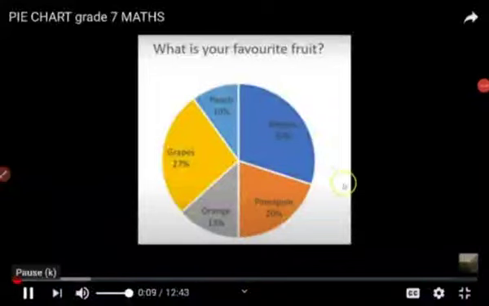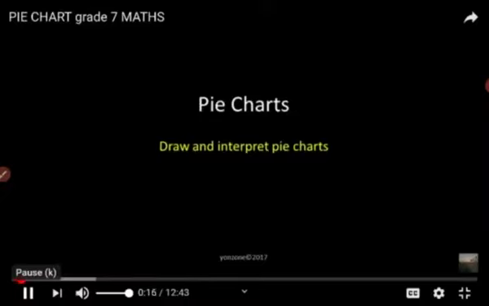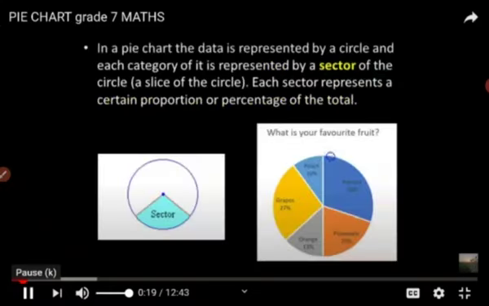Look at this picture on your screen. Today you will learn how to draw and interpret pie charts. So let's begin. In a pie chart, the data is represented by a circle, and each category of it is represented by a sector of the circle. Sector is nothing but a slice of the circle. Each sector represents a certain proportion or percentage of the total. The sector is just a slice of the circle, you can see over here. Each one of these slices are sectors, that is represented by different fruit and percentages.